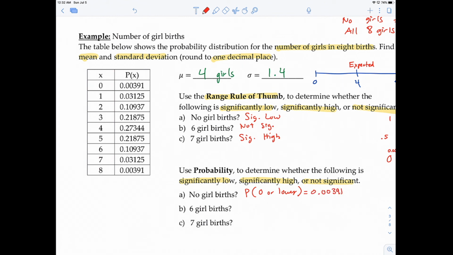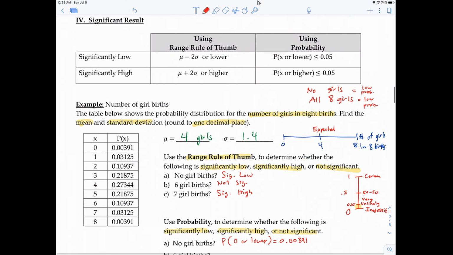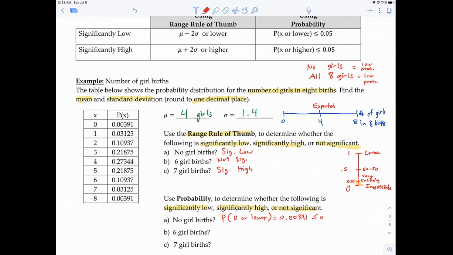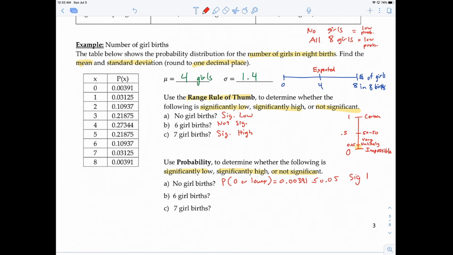So that's going to be 0.00391. And sure enough, is it lower than 0.05? Right, that's where it's very unlikely. That area right there is where it's unlikely, and yes, it is. So it's less than or equal to 0.05, which indicates that it's significant. It's significant, and we're going to say that it's significantly low.